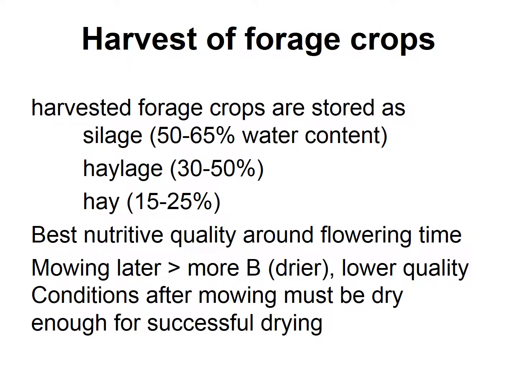The best nutritive quality of forages usually occurs around flowering time, so mowing later will mean a higher production of biomass and drier biomass, which is good for conservation, but with lower quality. The conditions after mowing also must be dry enough for successful drying of the crop, mostly if we're going to use haylage or hay for conservation.